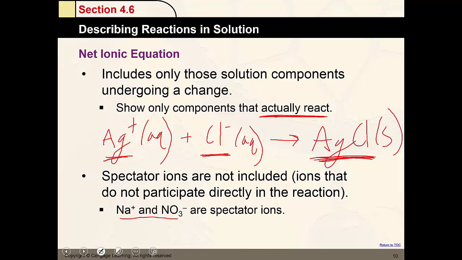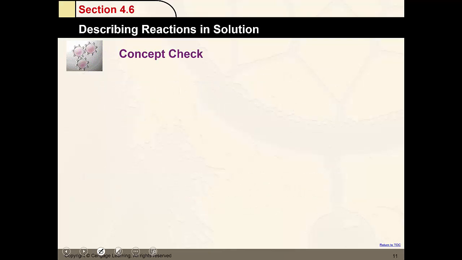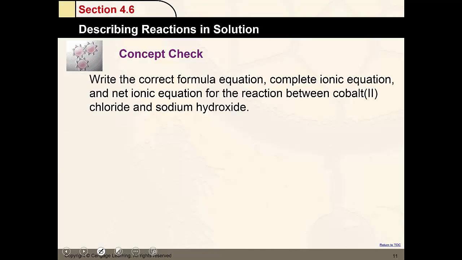Okay, so this one was a relatively easy reaction to deal with since there were no coefficients and there weren't any subscripts as well. So the hardest part of this is when you're given a word equation and need to transfer it to a formula equation. And you should be able to write not only the formula equation, once you write that, the complete ionic equation, and also the net ionic equation.